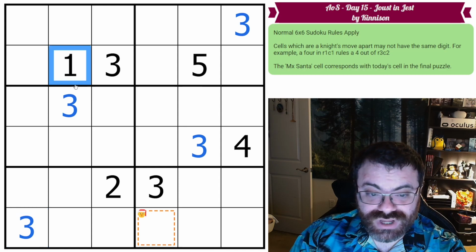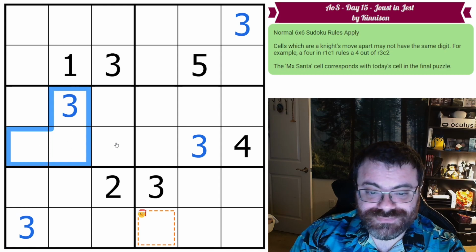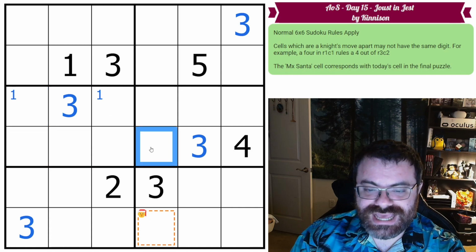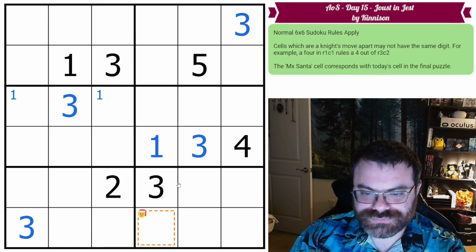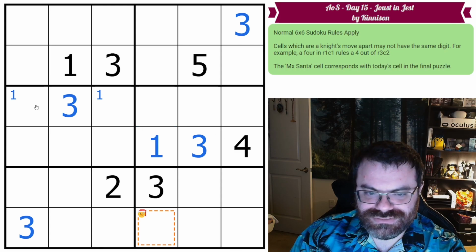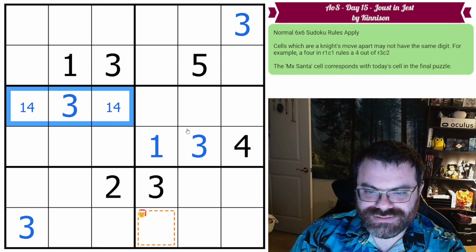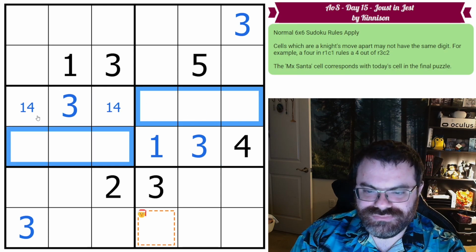Alright, so this 1 looks down, and it actually sees both of these cells. So 1 is limited to these 2 cells up here, which means it has to go here in this box. And then this joins a 4, so this is going to be a 1-4 pair, because this 4 needs to go up here. And so the remaining digits on both of these rows are going to be 2, 5, and 6.